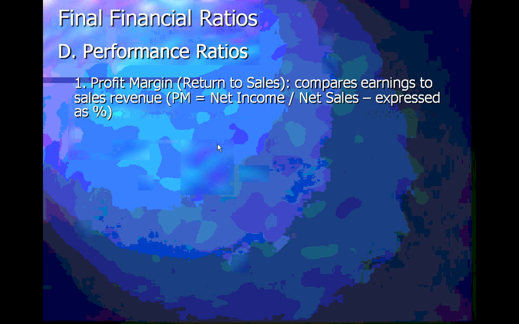Several performance ratios that we haven't covered yet are very important to the performance of the company. One is profit margin. This is not to be confused with the gross margin, which is simply your net sales minus your cost of goods sold. Profit margin is actually considered return on sales, where you take your earnings and compare them to sales revenue. So your profit margin is really your net income divided by net sales, and then it is expressed as a percentage.